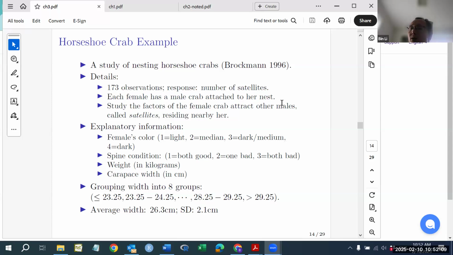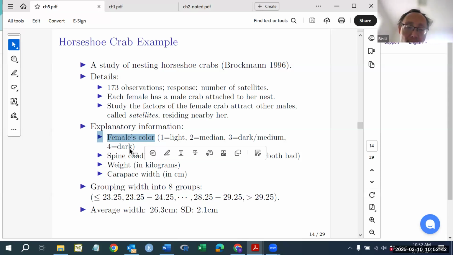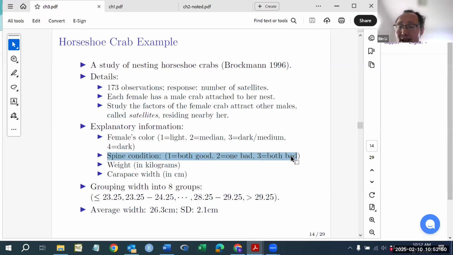We want to model the number of satellites around the female crab through some features of the female crabs. For example, one is the female's color. We have light, medium light, medium, and dark. Why the color? Because the female crab's color is related to her age. Another is the spine condition. For the spine condition, we have both good, one bad, and both bad.